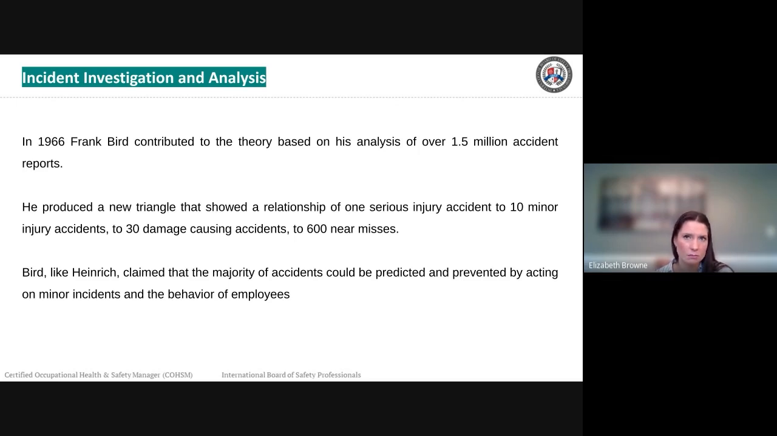Heinrich is another long-regarded expert in workplace safety and health. He also claims that major accidents can be predicted and prevented by acting on minor incidents, especially near misses, and looking at the behavior of employees. So what this is telling us is there's a huge importance on encouraging employees to report near misses, and for us as health and safety managers to put a high priority on investigating those near misses, because there are 600 opportunities to investigate a hazard or a risk that could have prevented that one serious injury or 10 minor injuries or accidents from occurring.